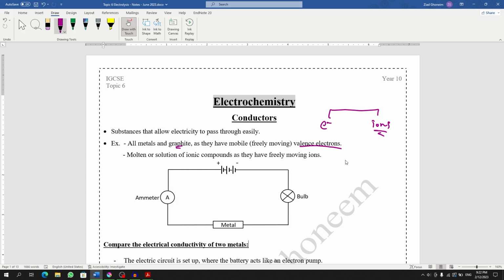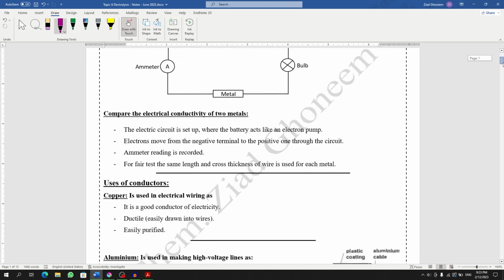Also note that the solid form of any ionic compound, for example sodium chloride, does not conduct electricity. That's because the valence electrons are used in making the ionic bond, keeping this compound together. So in the solid form, ionic compounds do not conduct electricity. They have to be molten or in solution to be in the form of ions.